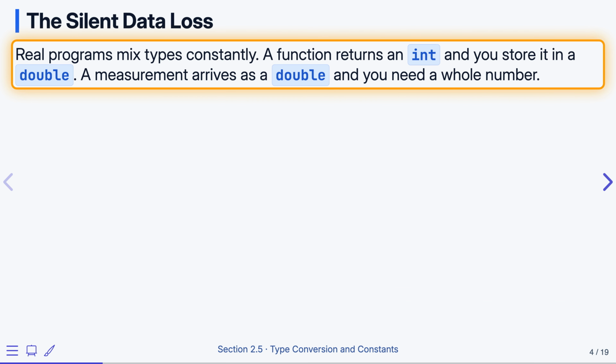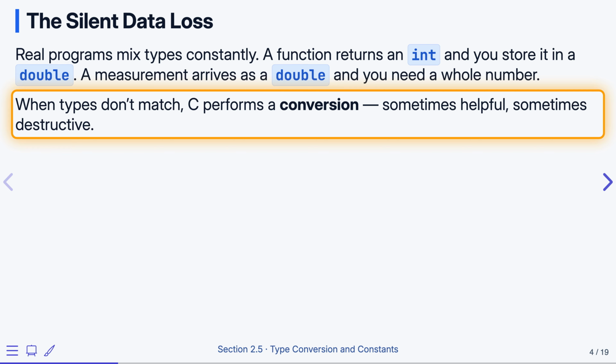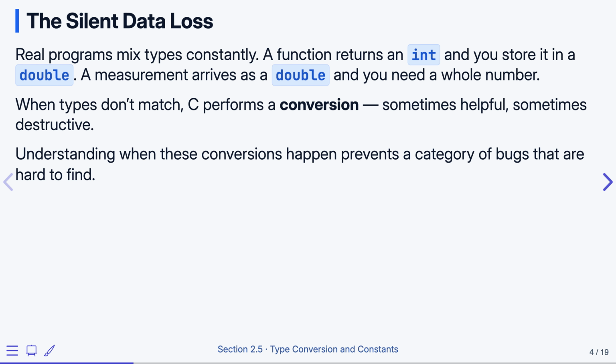Real programs mix types all the time. A function returns an int and you store it in a double. A measurement arrives as a double and you need a whole number. The types do not always line up. When the types do not match, C performs a conversion. Sometimes that conversion is helpful, sometimes it is destructive. Understanding when these conversions happen prevents a whole category of bugs that are hard to track down.